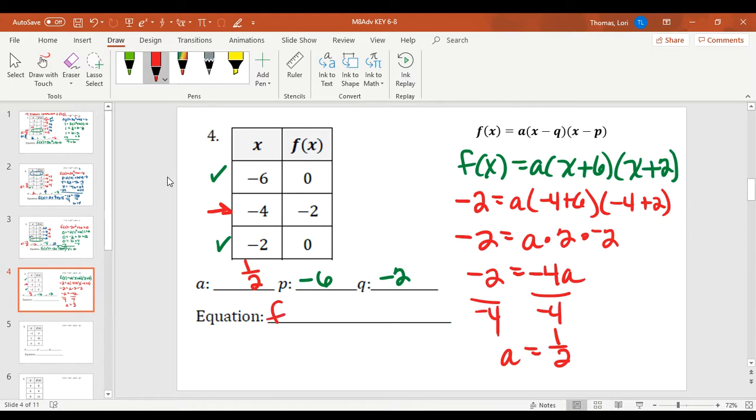And now we can put it all together. Then we have x minus -6 and x minus -2. So this is factored form. Now, if I ask for you to write it in standard form, you would simply multiply your binomials.